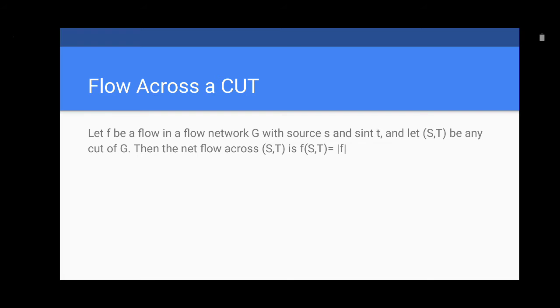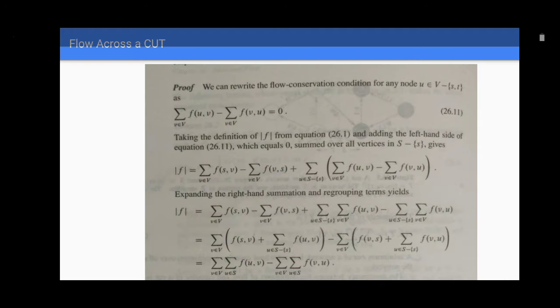The flow across a cut is defined like this. Let F be a flow in a flow network G with source S and a sink T, and let S T be any cut of G. Then the net flow across the cut S T, F of S T, is equal to the total flow across the flow network. We'll try to prove this.